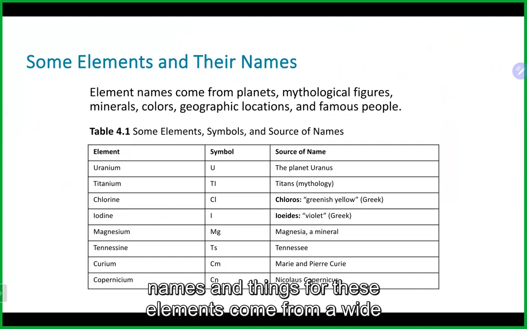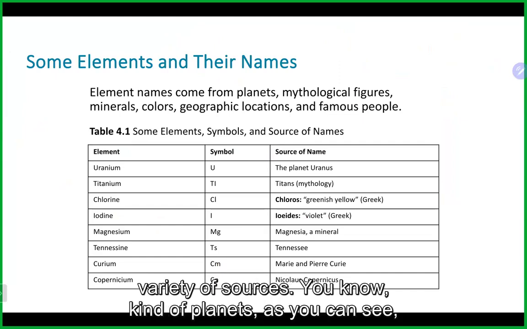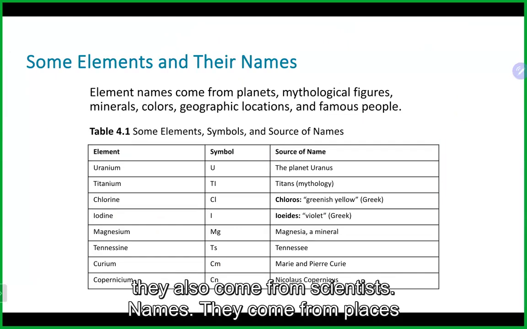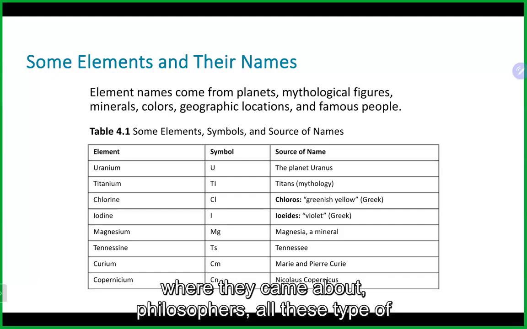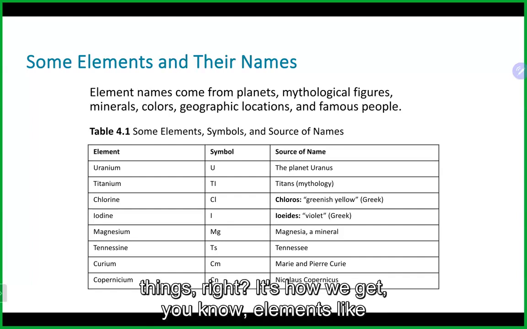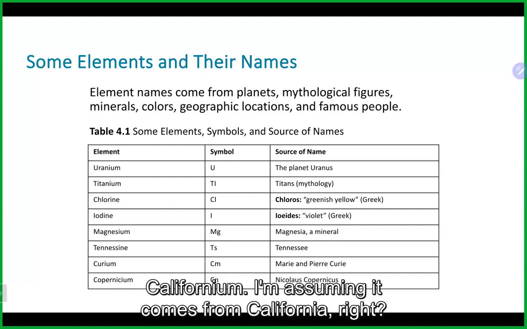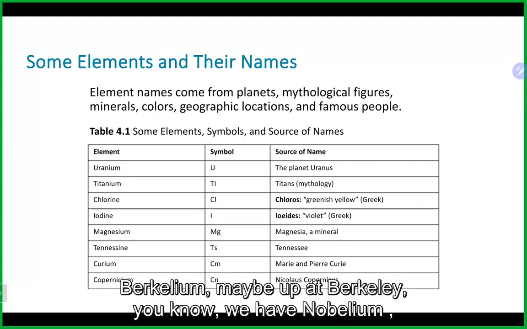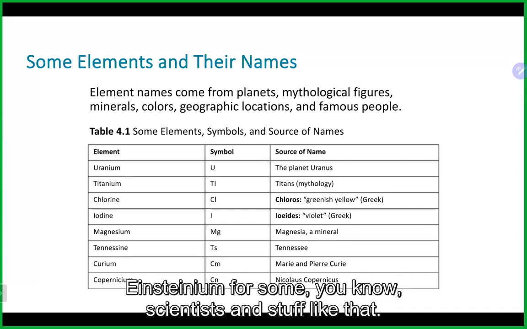Really, the names for these elements come from a wide variety of sources, planets, as you can see. They also come from scientists' names. They come from places where they came about, philosophers, all these types of things, right? It's how we get elements like Californium. I'm assuming it comes from California, right? Berkeleum, maybe up at Berkeley. We have nobelium, einsteinium for some scientists and stuff like that.